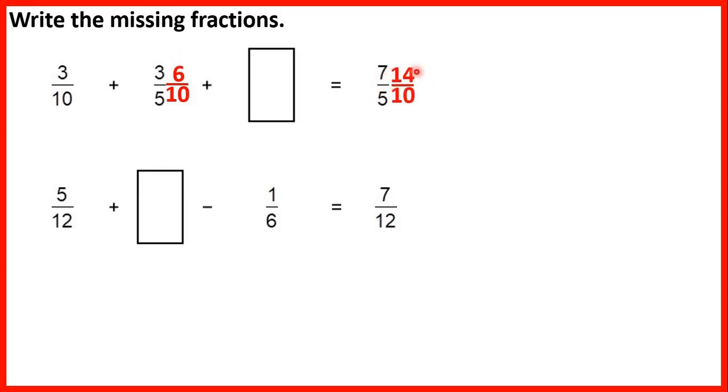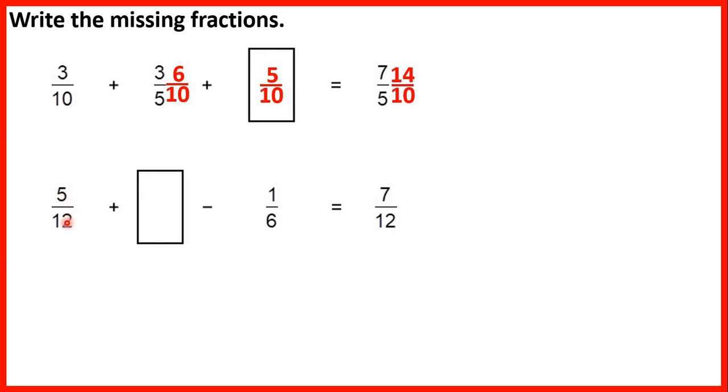7/5 is the same as 14/10. 5 times 2 is 10, 7 times 2 is 14. So now that we've got our denominators the same, we know the denominator will also be 10 with our missing number. 3 plus 6 is 9, and then 9 plus 5 is 14, so our missing fraction is 5/10, which we could simplify to 1/2.